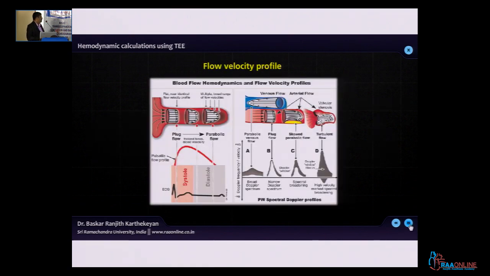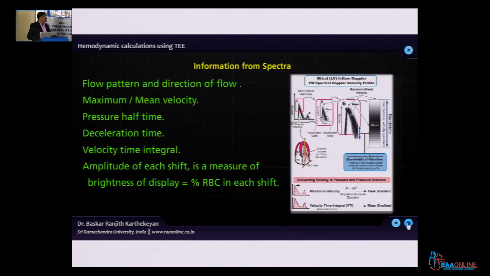So you have a plug flow which becomes parabolic, and whenever some obstruction is there, you get turbulent flow. You can see the spectral image is narrow. As it becomes parabolic, there is a slight widening, and with the turbulent flow, you can see the spectral image become widened. So what information do you get from the spectrum? You have the flow pattern, and the direction, whether the flow is towards the probe or away from the probe.